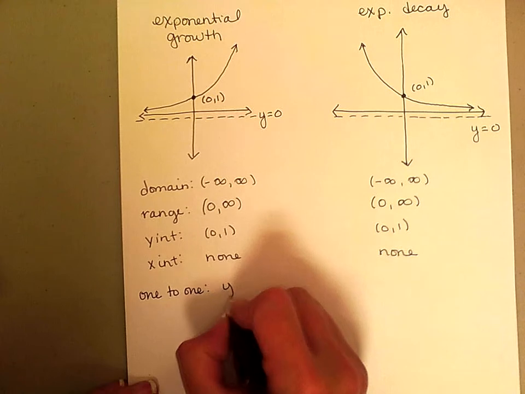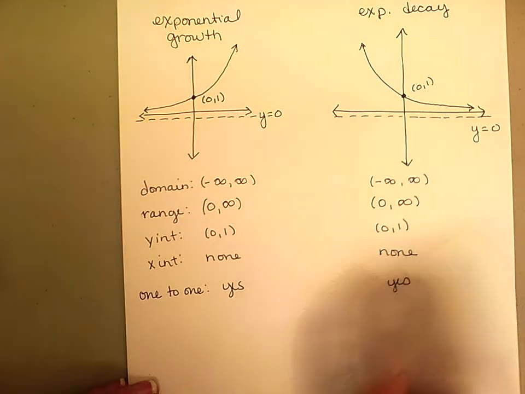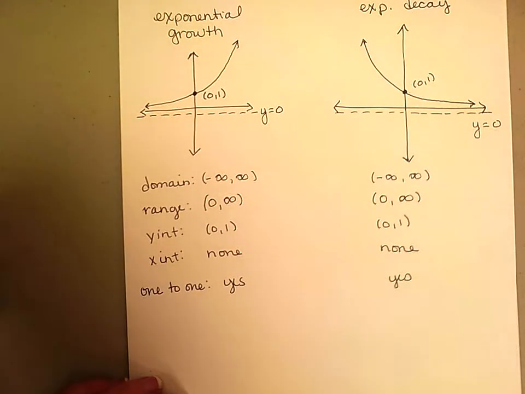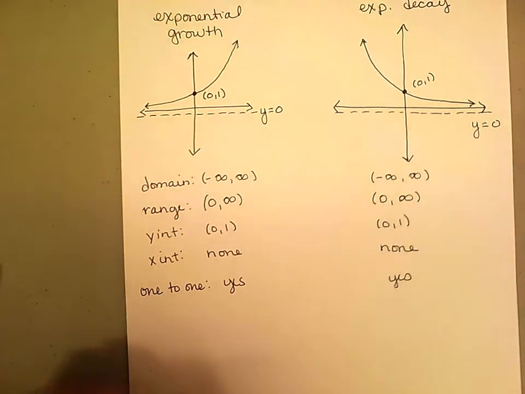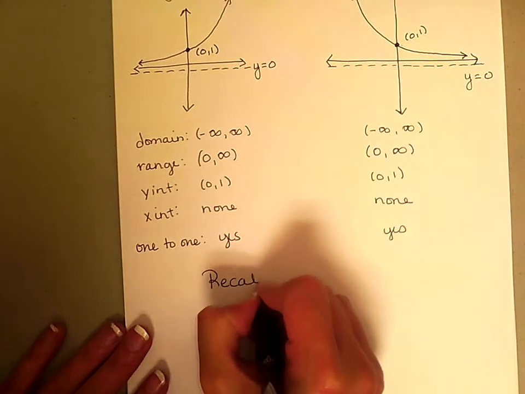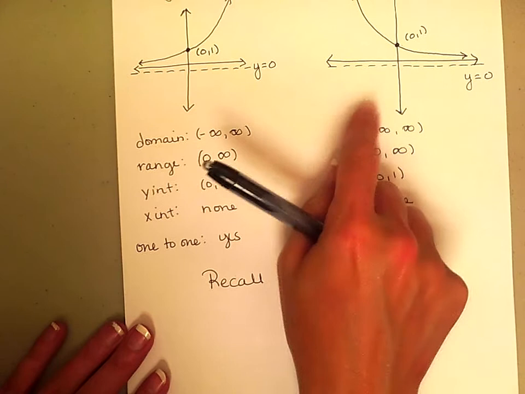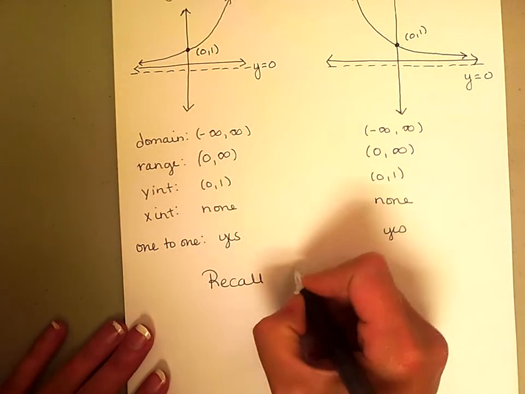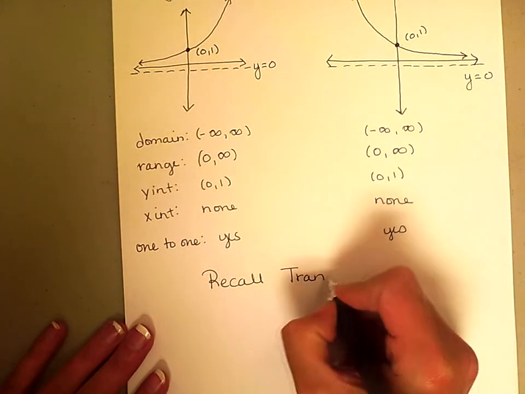We can look at the one-to-oneness of them, and yes, they are both one-to-one functions. So these are the similarities between exponential growth and decay. Okay. It will be very helpful if you understand these graphs in this way. And now let's recall our transformations. So it's a good idea to understand the graphs basically before you do transformations.